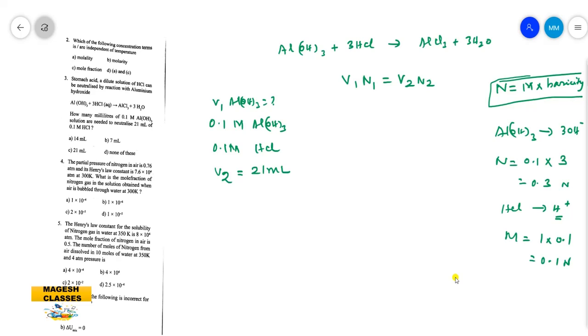By substituting these values, V1 is the volume of the aluminum hydroxide, which is in the question, and the normality of the aluminum hydroxide is 0.3, equal to V2, it is 21, and N2 it is 0.1. So V1, that is the volume of the aluminum hydroxide needed, is 21 into 0.1 divided by 0.3. So this can be cancelled as 3. So 7 times 3 is 21. So this is equal to 7 ml. Your answer is B.